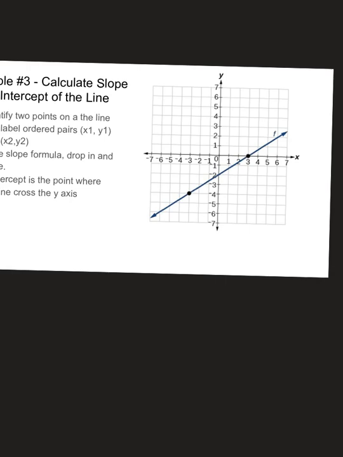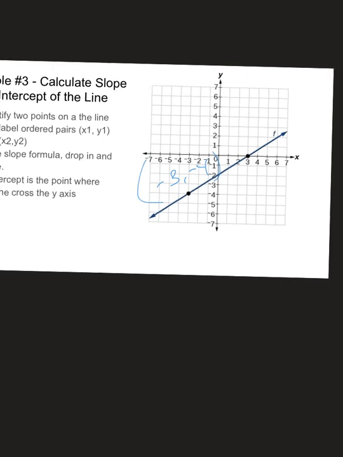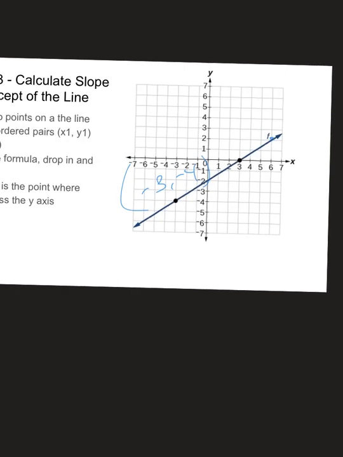So here's point A, negative 3, comma, negative 4. And let's use another point. Let's use this one right here. Oops. Right there. That's going to be 6, 2. 6 to the right, 2 over. Label it x1, y1, x2, y2.